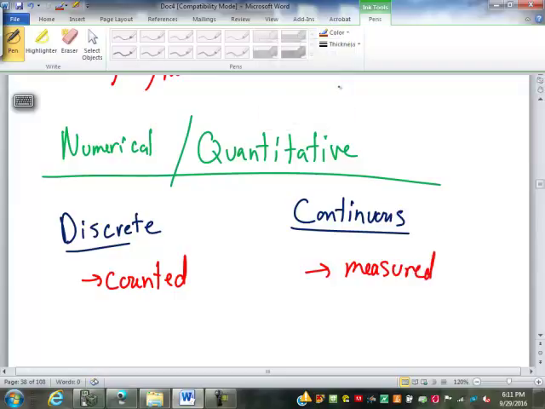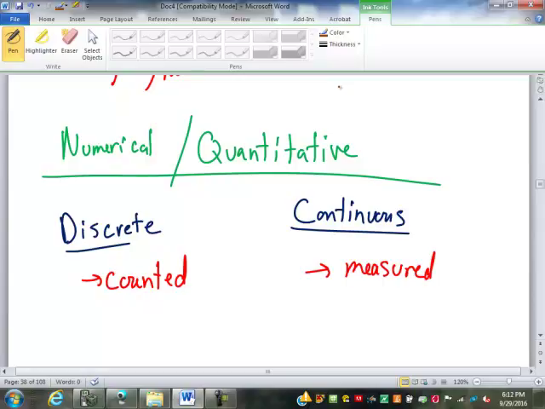A lot of the definitions for discrete involve talking about gaps between data. Basically, what discrete is, you're counting. If I ask you, how many kids do you have? You're going to count 0, 1, 2, 3, 4, 5. You cannot have 3.5 kids. No. If I ask you how many classes you're taking, same thing.